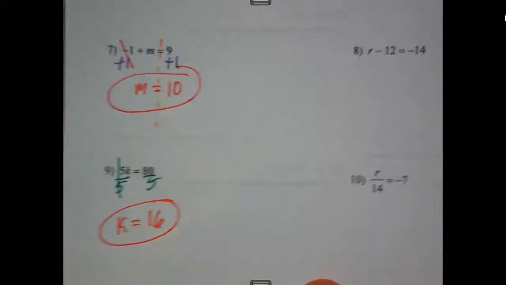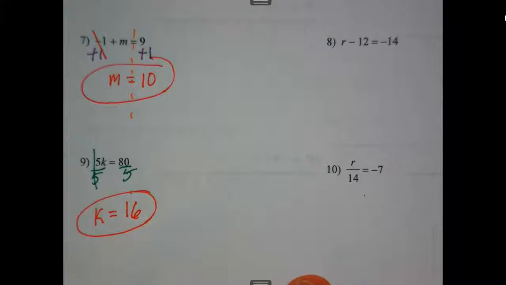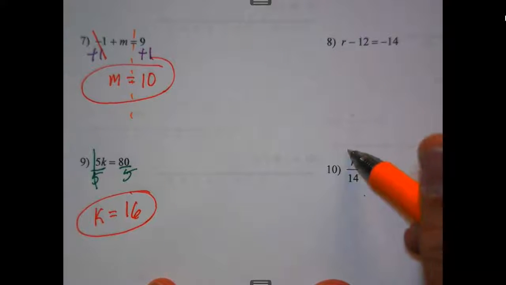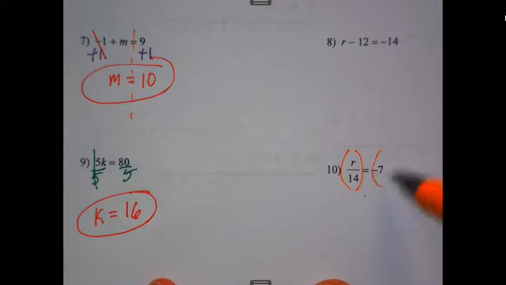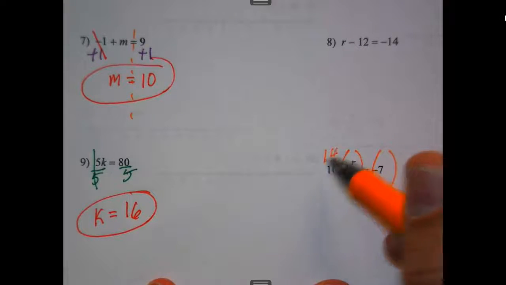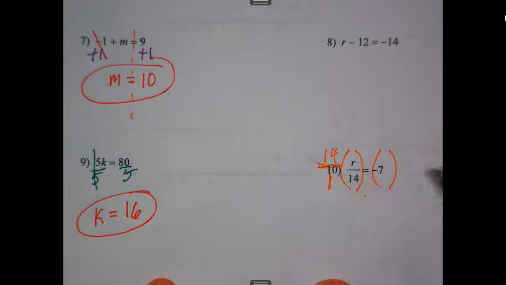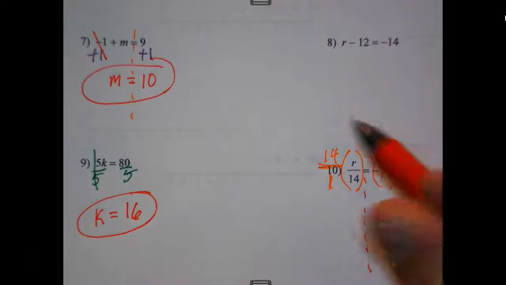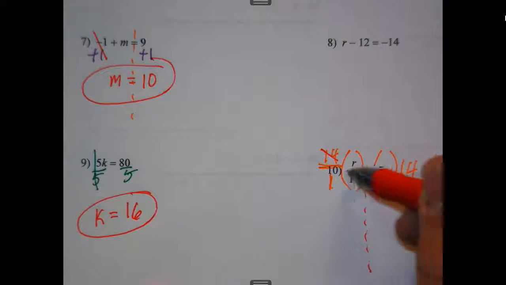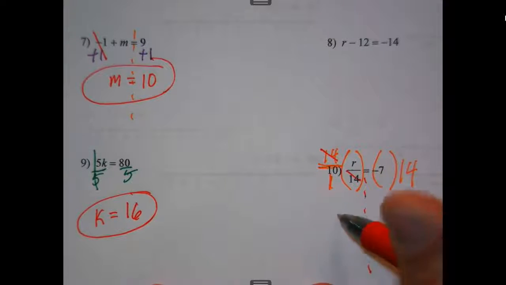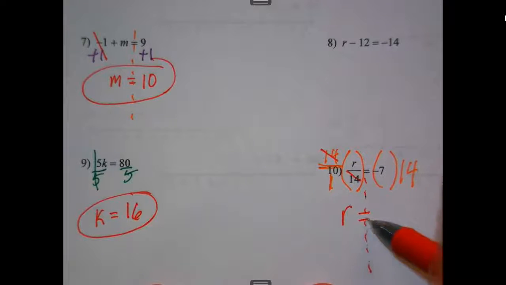What about number 10? Yes, you have to multiply both sides by 14 or 14 over 1. Turn the radio down. Turn the music down. You get R equals -7, quiet. -7 times 14 is -98.